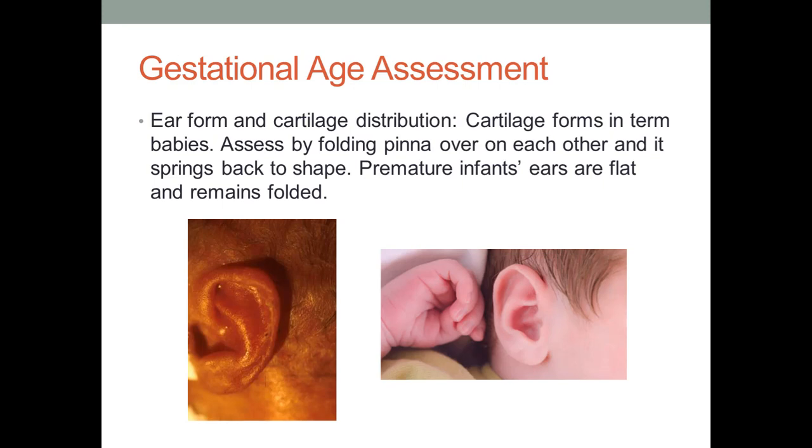Ear form, and it's basically cartilage distribution. So in a term baby, you have this nice cartilage of their ears where you can bend their ear forward, and it'll spring back to where it was before. In a preemie baby, their ears are more flat, and if you fold it over on itself, it'll actually stay in that folded position because it's basically skin and fluid. But in the term baby or the post-term baby, that ear is going to go back into the ear shape, if that makes sense.